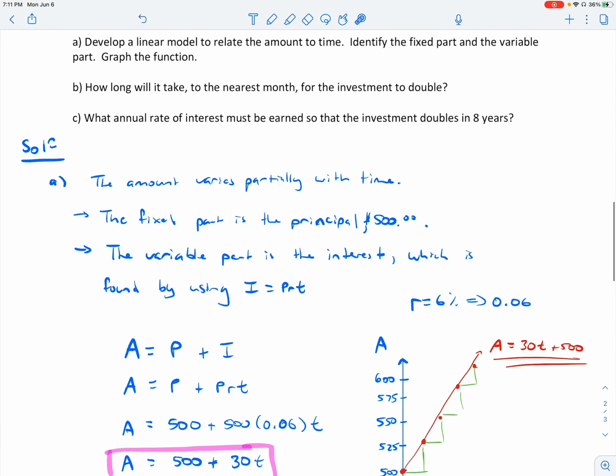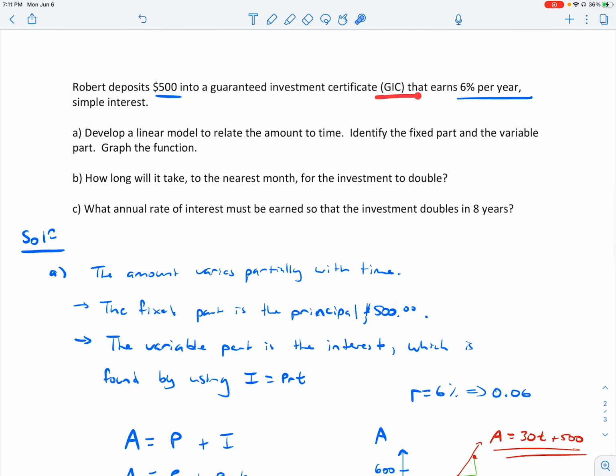So the thing with the GICs is that that investment is guaranteed to get that. That's why some people like to go for those. So if they don't really want to risk anything, maybe they're too close to retirement or whatnot, so they choose a GIC.